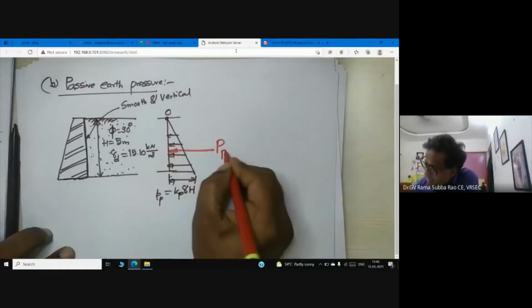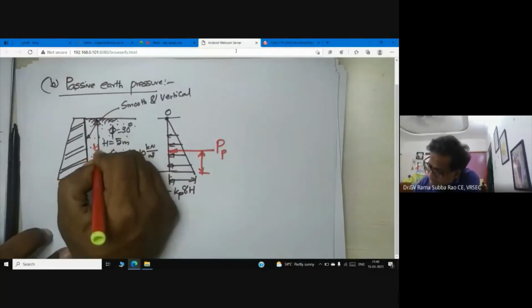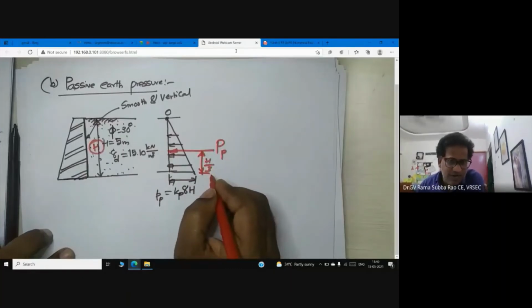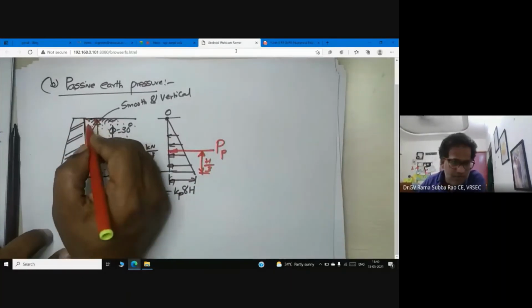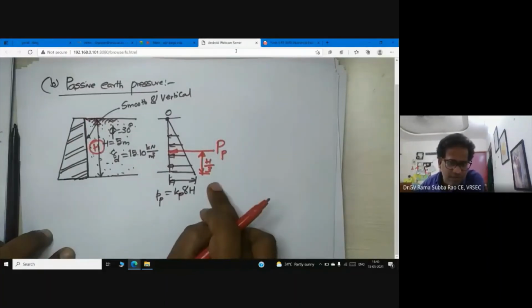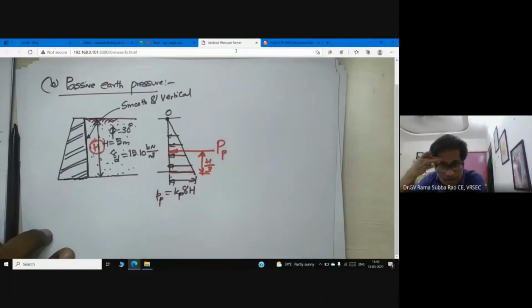Can anyone tell me what capital Pp is, which is acting at a height? If the total height is H, what will this be? H by 3. Centroidal distance. Nothing but the lever arm. So if you multiply this force by the lever arm, you will get the overturning moment. Okay, now let me proceed.